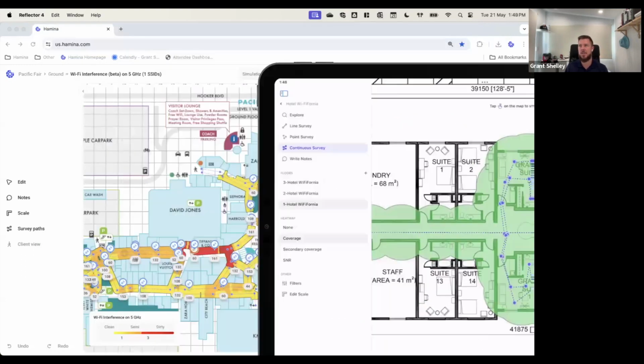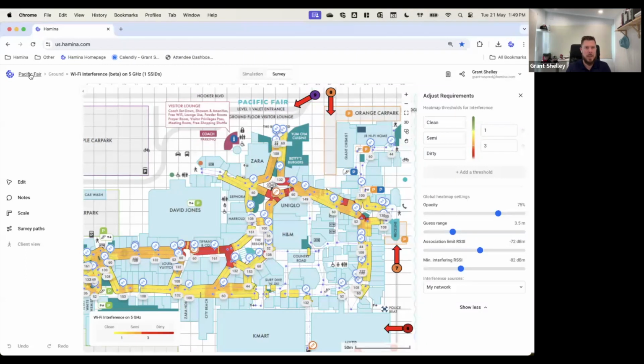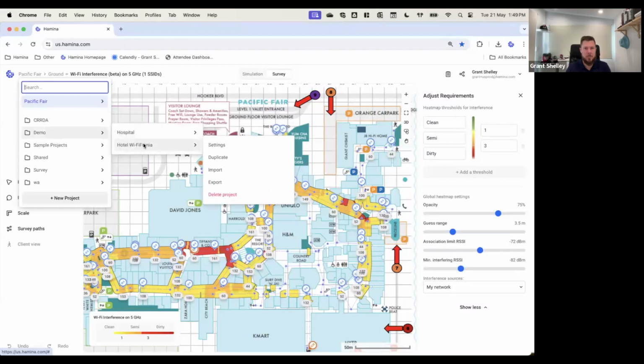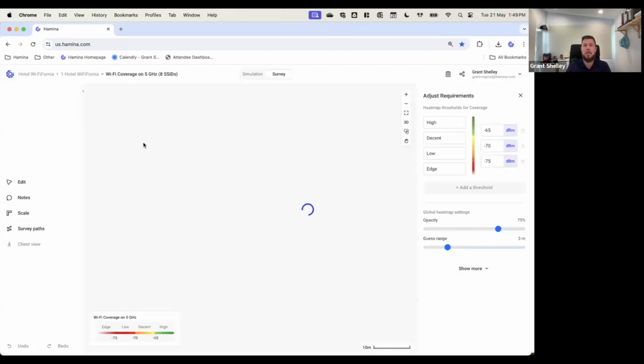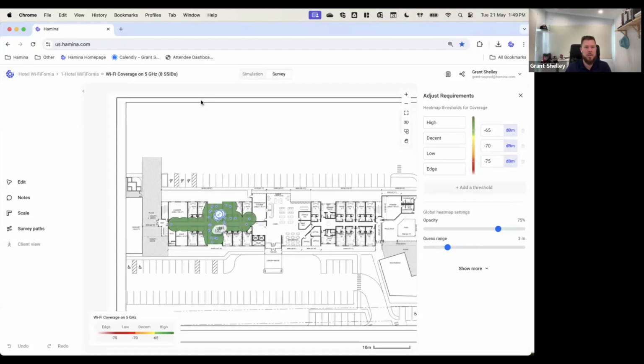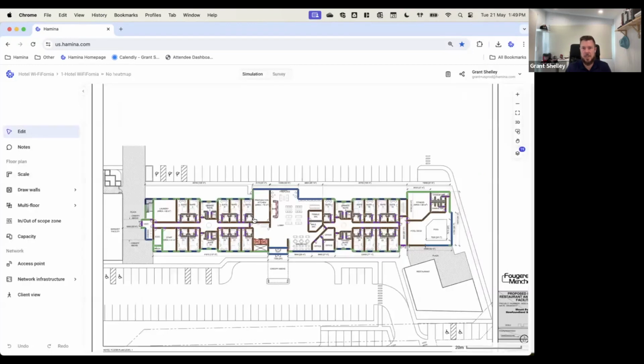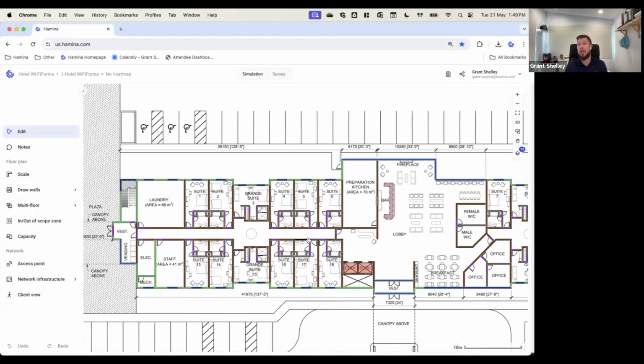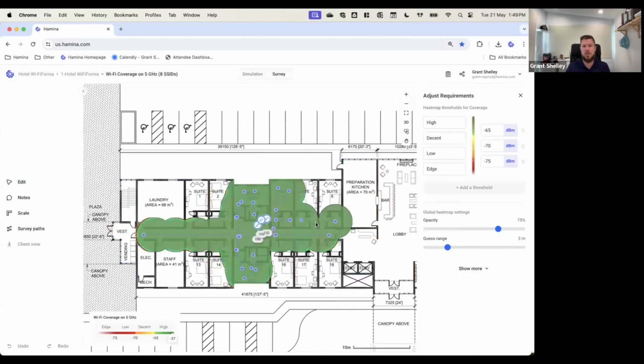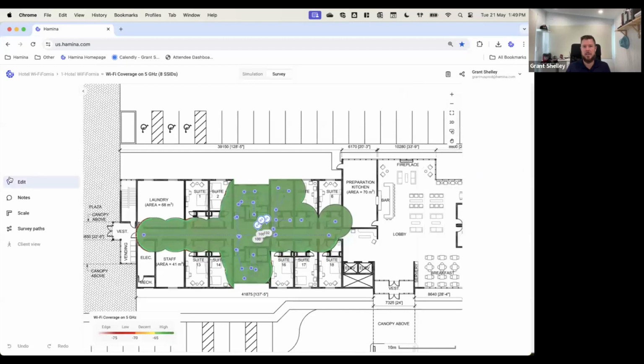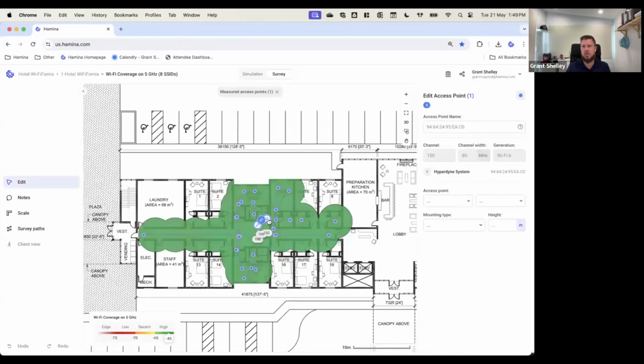So if I move the iPad off to the side, we can go into the demo here. We've got the Wi-Fi, hotel Wi-Fi Fornia, and we've got the survey data there that was just what we were showing before. So that all just sort of syncs up without too much real issue. You go back to simulation, you'll see here we've got our simulated data on one side. Go back over to survey, we've got our survey data on the other. So again, we can look at those different access points as well.